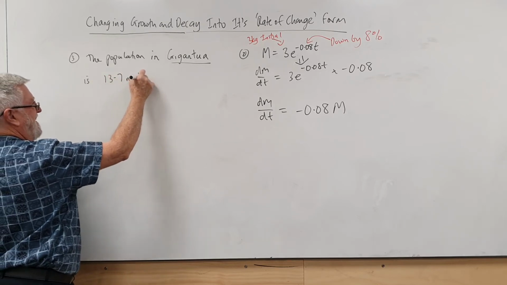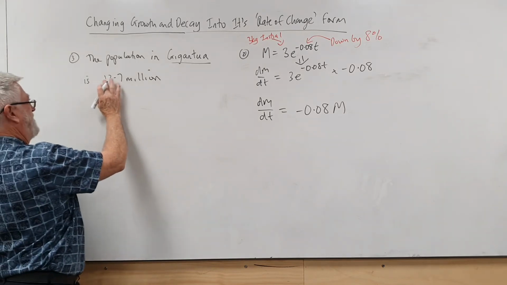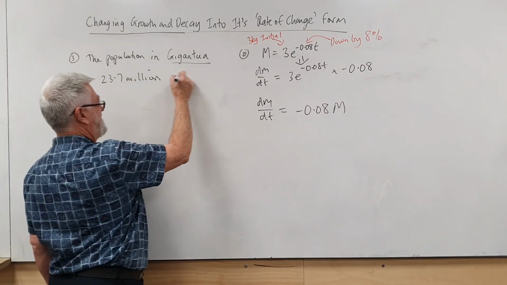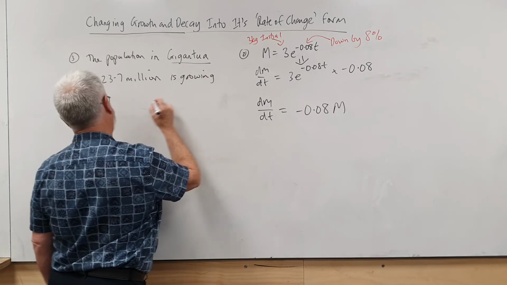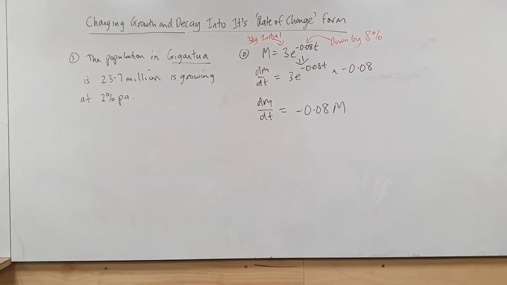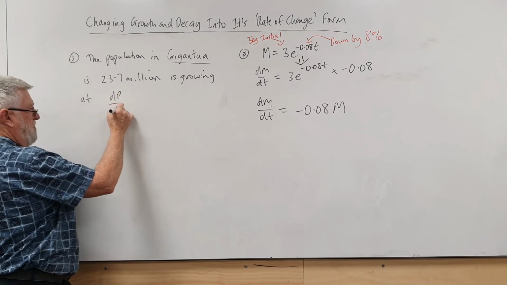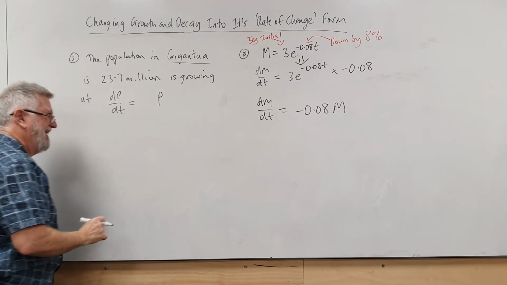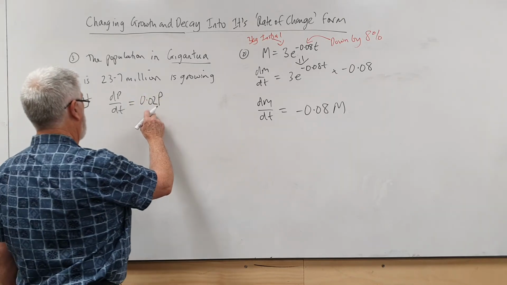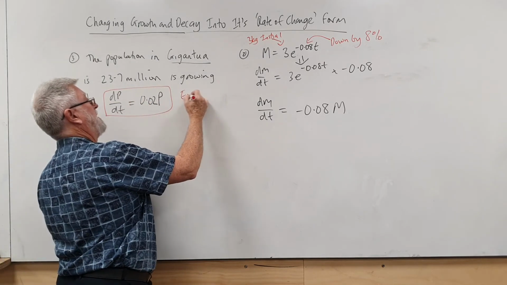The population in Gigantua is 13.7 million. We're going to make it pretty big. Actually, Gigantua will probably be 23.7 million. Population in Gigantua is growing at say 2%, per annum. Or instead of saying at 2% per annum, we can say the population over time of Gigantua is growing at 0.02 of its population. So come along, I'm going to tell you that. This cries out that we're doing exponential.